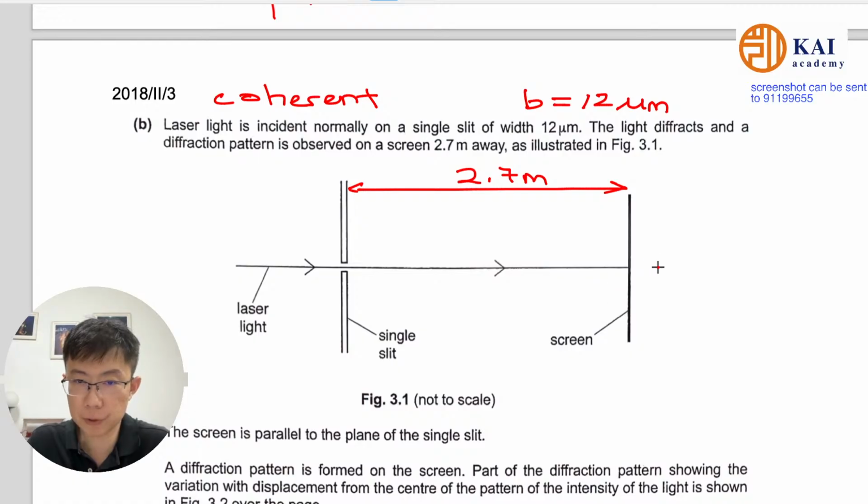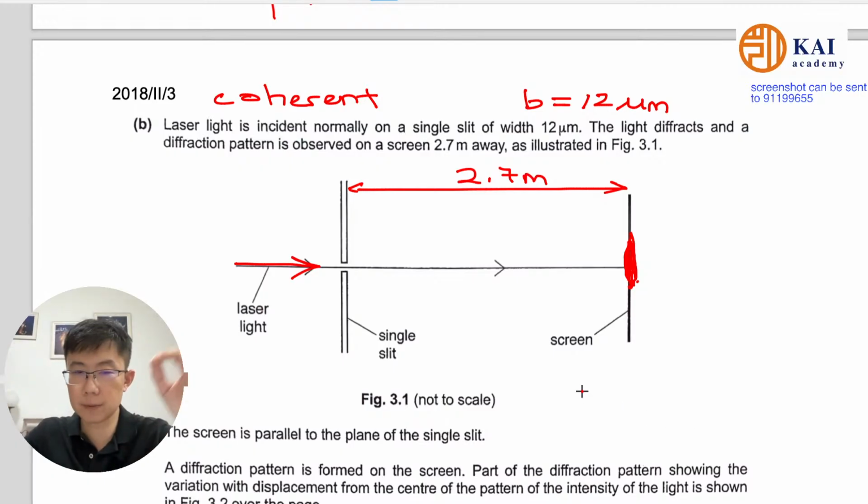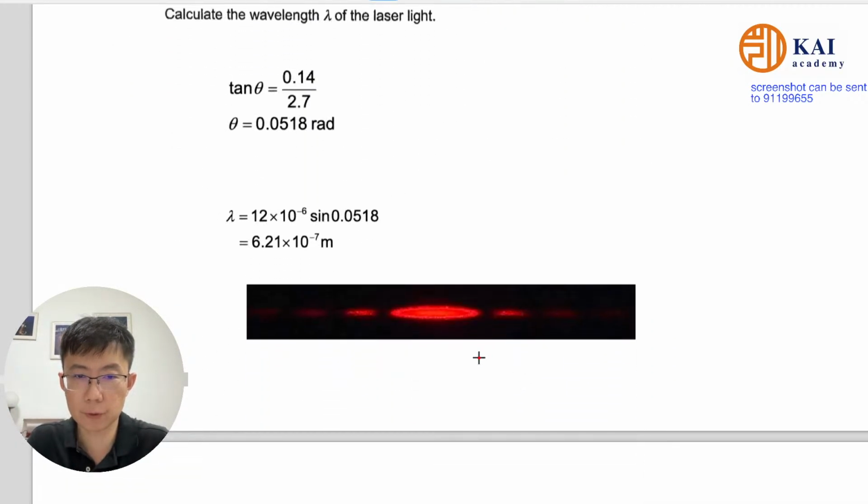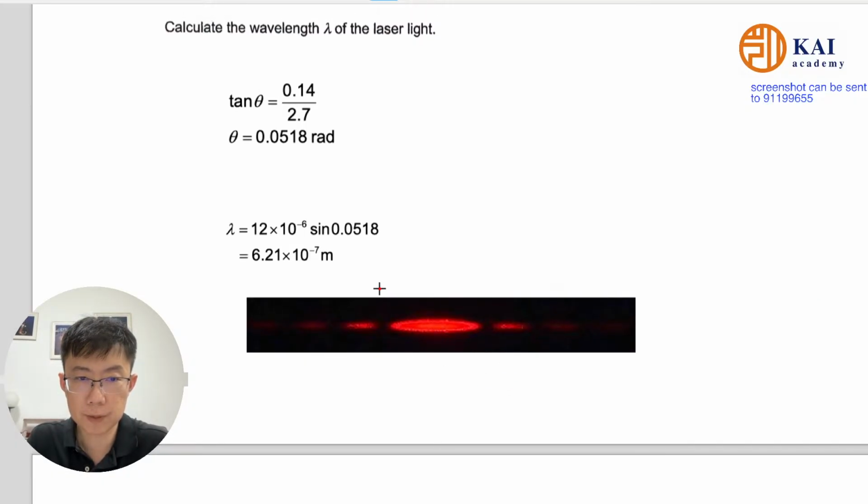What will actually be produced on the screen will look something like this. Maybe the laser light, I'm assuming red. If it's a red laser, on the screen you will actually see smeared out light. I think I have a photo, something like this. This is the single slit diffraction. This point and this point over here are called the first minima, and the one in the middle is the central maxima. So there are two first minima, one on each side, and this is the central max.